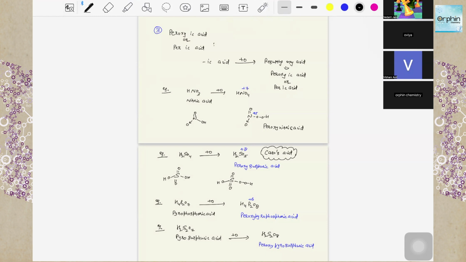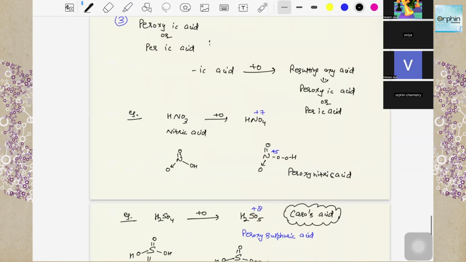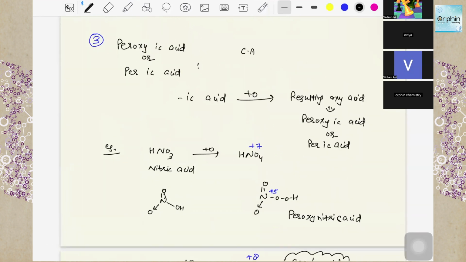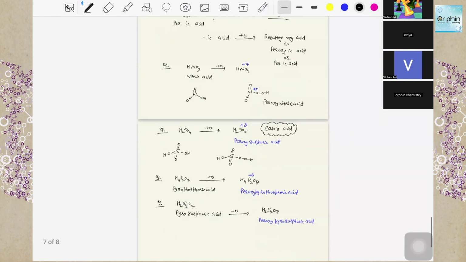Then hypo can be used in 2 scenarios. If an oxygen is removed from ous acid, it will be known as hypoous acid. The second scenario is when you have a pyro-ic acid and remove 1 oxygen, you will have hypopyro-ic acid, right? And the last one is peroxy, which is very simple. When the central atom's oxidation state is more than the maximum, we use the peroxy prefix. Okay, fine.